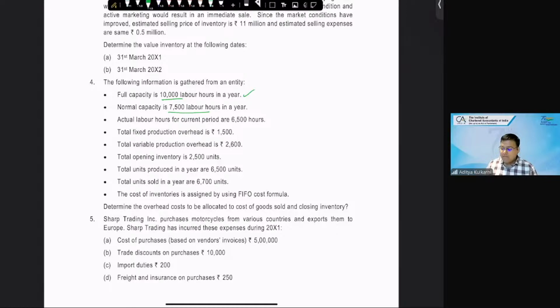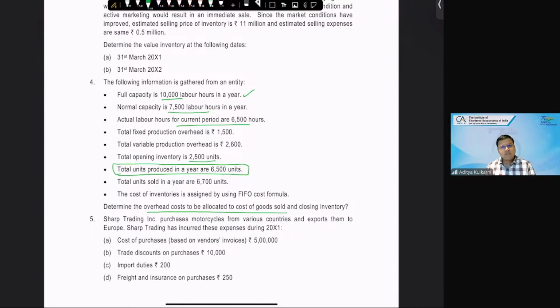Okay. Actual labor cost for current period are 6,500. Total fixed production overhead is 1,500. Total variable production overheads is 2,600. Opening inventory 2,500. Units produced in the year 6,500. Units sold 6,700. Cost of inventory is assigned by using FIFO formula. Determine the cost of inventories. Determine the overhead cost to be allocated to cost of goods sold as well as the closing inventories.